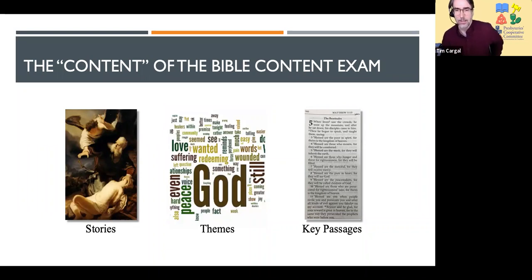And the PCC then defines that content, picking up on the definition and the requirement for the test already I've given you from the General Assembly, by saying it is a test about the stories, the themes, and the key passages.